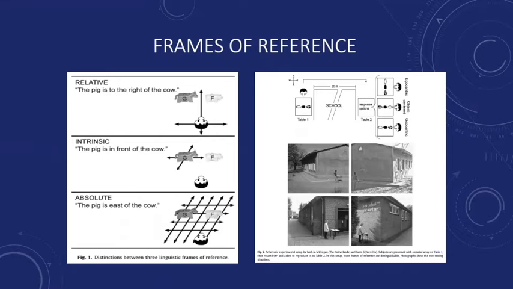Intrinsic frame of reference, which specify directions from the point of view of the object. For example, the pig is in front of the cow. An absolute frame of reference, a relation between a reference object and a landmark using cardinal directions north, south, east, and west. For example, the pig is east of the cow. This paper maps these linguistic frames of reference with 3 cognitive frames of reference. Relative is egocentric, intrinsic is object-centered, and absolute is geocentric.